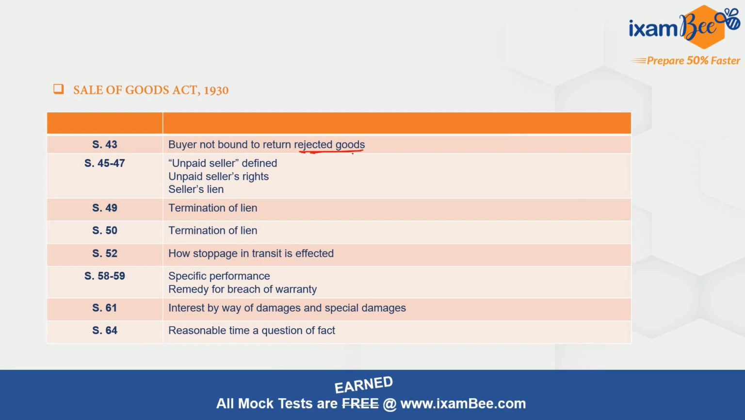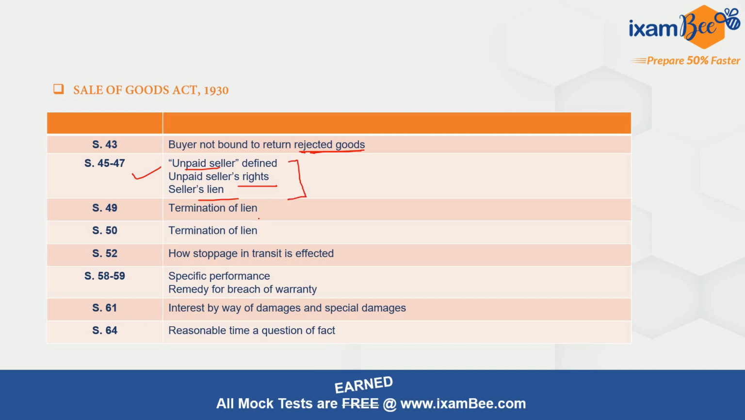Next if we look on to further, आपका section 43 important है, that is buyer not bound to return the rejected goods, so there is no obligation on the buyer in this behalf. Then section 45 to 47 बहुत important है, unpaid seller कौन है, that definition, the concept has to be very clear and thorough. Unpaid sellers के क्या क्या right है, seller's lien, so all these are very important topic, you can say very very important over here, so इनसे questions आते ही है.